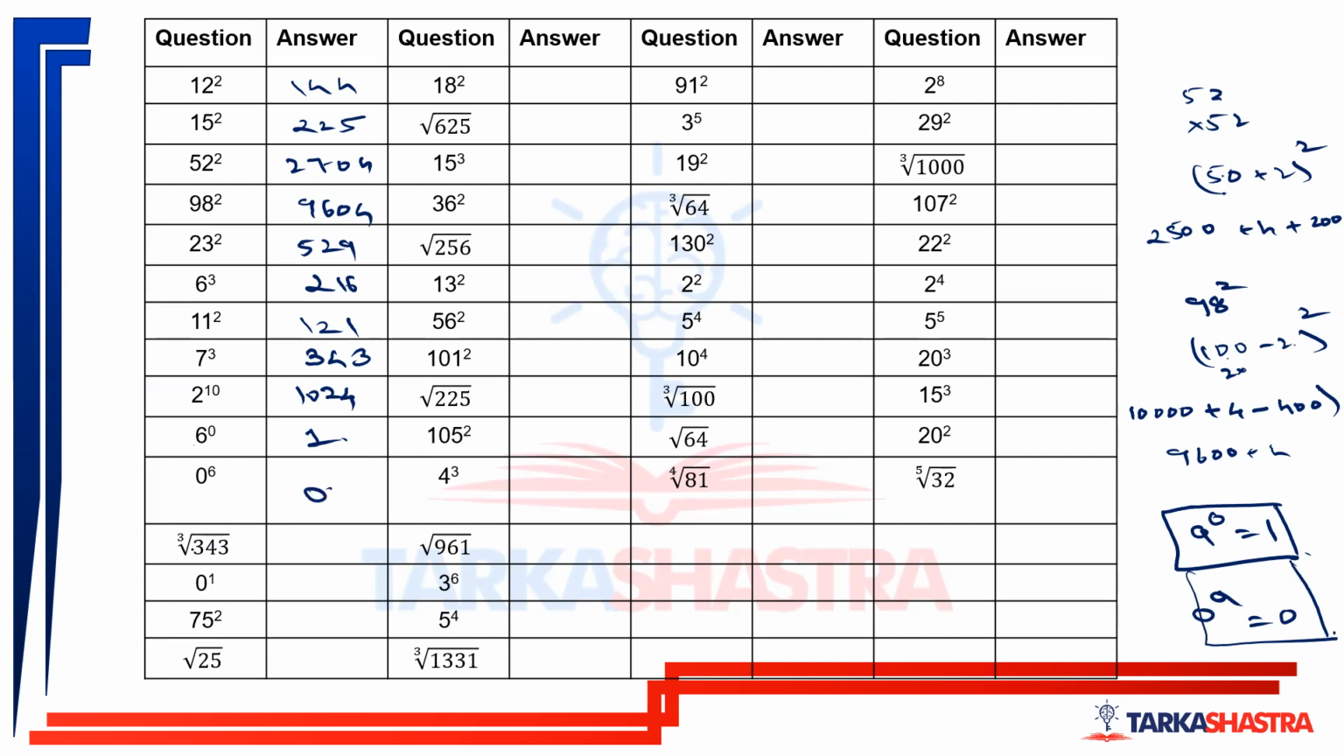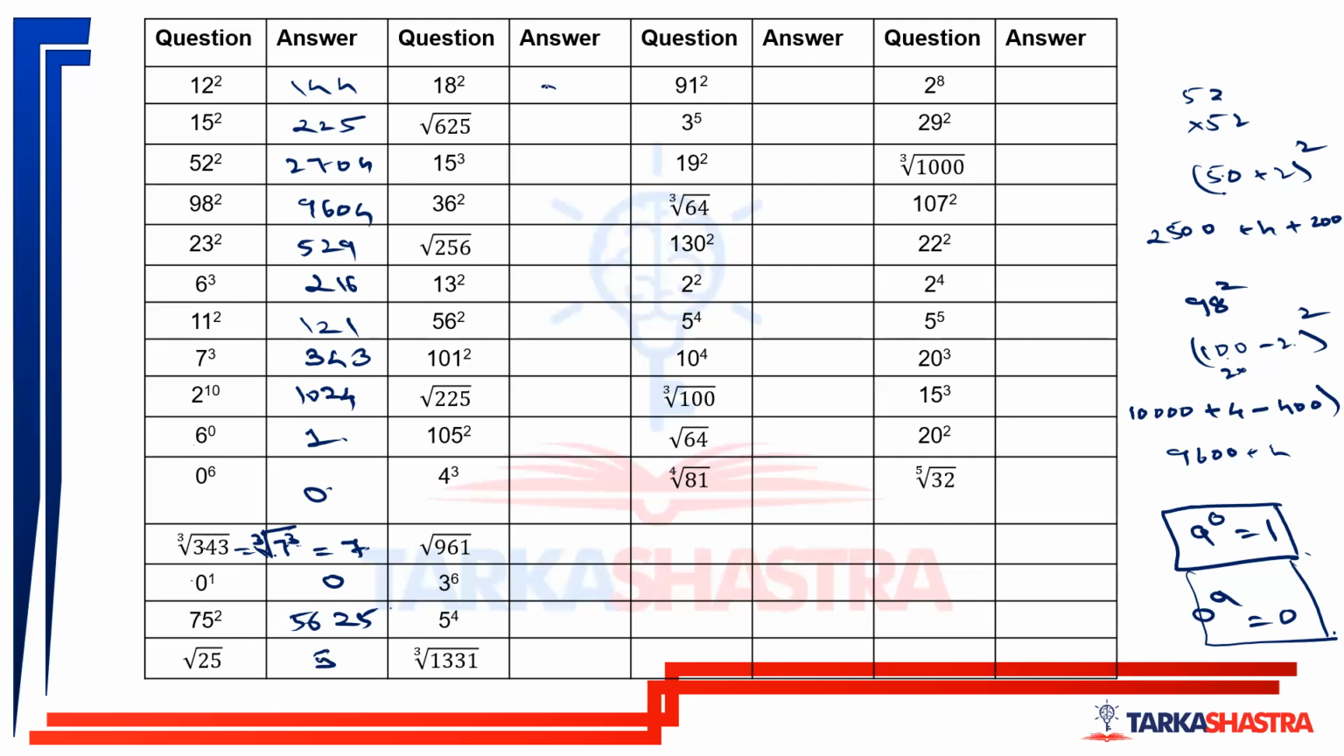Then the cube root of 343 is nothing but the cube root of 7 cube. The cube root of 343 is 7 cubed, so the cube root of 7 cube will be 7. 0 raised to 1 is 0. 5 square is 25. 7 into 8 is 56. The square root of 25 is 5.